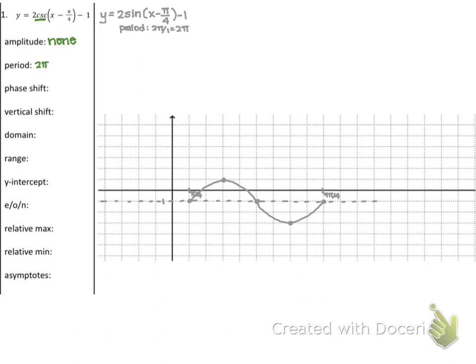The phase shift for this one was right pi over 4 for the sine graph. It's the same for cosecant. It's right pi over 4. So no difference yet. Vertical shift. Down 1. Still down 1. That hasn't changed. Domain, range, y-intercept, even, odd, neither, relative max, relative min, asymptotes, totally different.